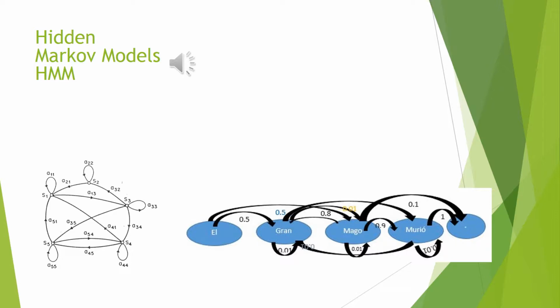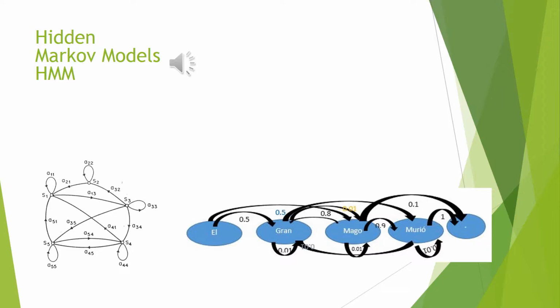The first state is going to be the article, the second state is going to be the adjective, the third state is going to be the noun, the final state is going to be the verb. And each state has a transition probability from one state to the other, or from the same state to itself, like here.